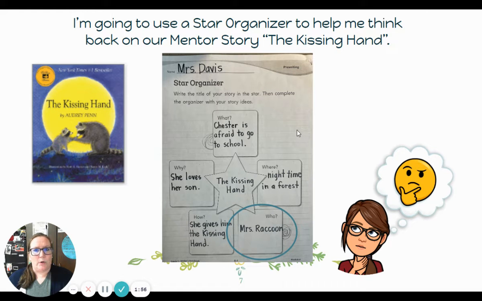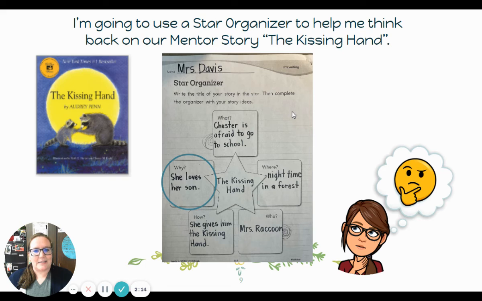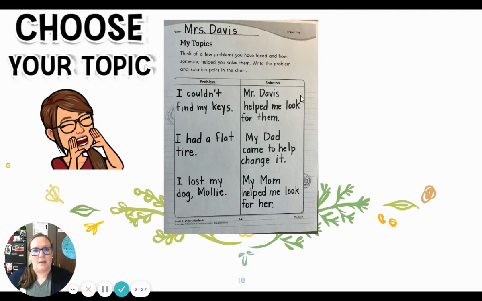Next, who. Who helps Chester with his problem? That would be his mom, Mrs. Raccoon. And how? How does she help him solve his problem? She gives him the kissing hand. Last is why. Why does she help him? Because she loves her son. That is our star organizer thinking back on important elements of the story, The Kissing Hand.